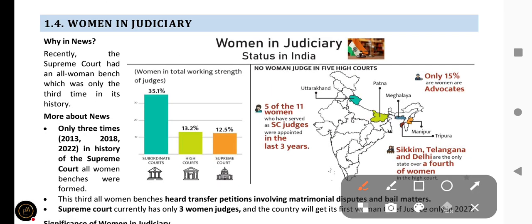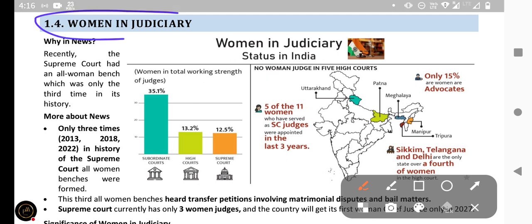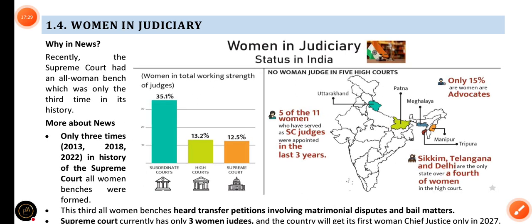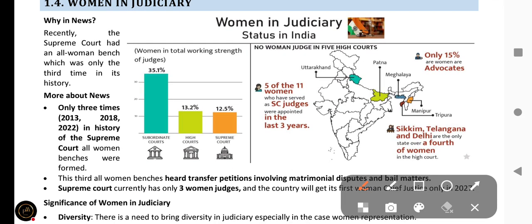So the next news was women in the judiciary. This is very crucial for general studies paper second, women in the judiciary, and also the Lok Sabha, that is to say the parliament, has introduced women's representation in the parliament. Okay, so a 33% quota has been approved by the parliament, both Lok Sabha and Rajya Sabha. And here we will discuss women in the judiciary.